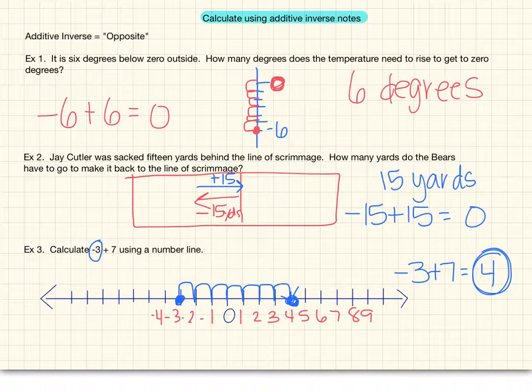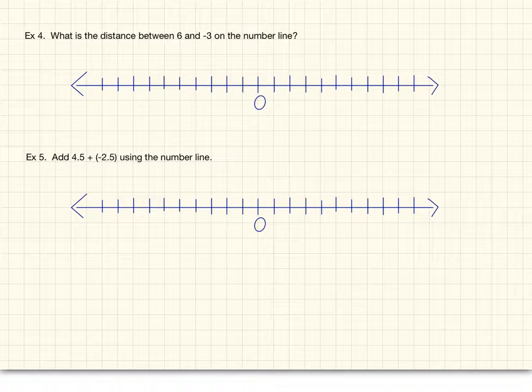Okay, let's take a look at this one. It says, what is the distance between 6 and -3 on a number line? So again, let's go ahead and put our units in here. 1, 2, 3, 4, 5, 6, -1, -2, -3. We could continue on, of course, but it says between 6, so here's the number 6 on our number line, and -3. Here's our -3.